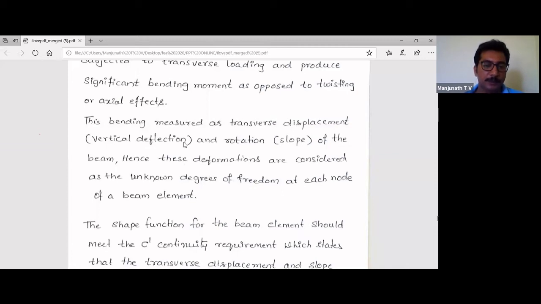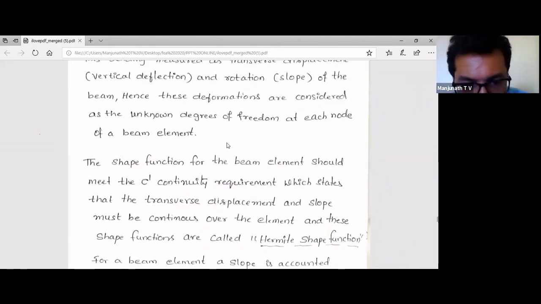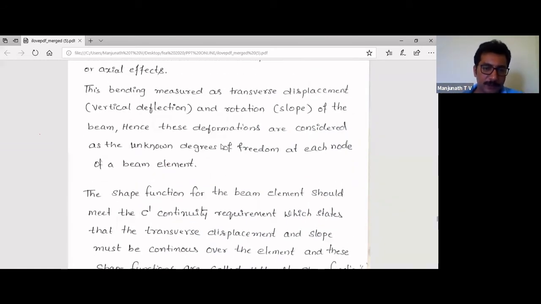So at each node of the beam element, we are able to calculate the 2 deflections. One is the vertical deflection and the second one is the slope. Then we are going to discuss the Hermite shape functions. Now, we have got shape functions. What are shape functions? We have already discussed this in the earlier classes.